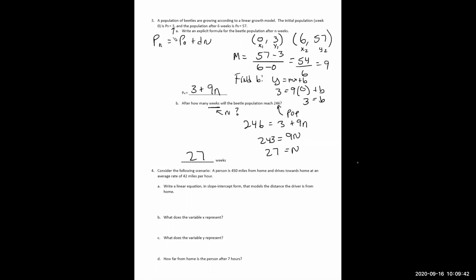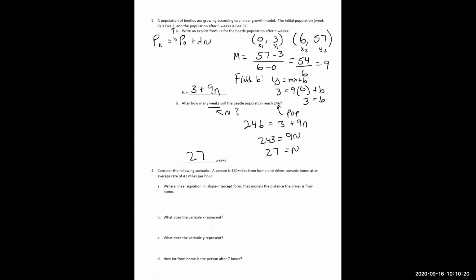Consider the following scenario. A person is 450 miles from home and drives towards home at an average rate of 42 miles per hour. Part A, write a linear equation in slope-intercept form that models the distance the driver is from home. Let's think about this for a moment. If you are 450 miles away from home now, as you go towards your home, the distance is decreasing. Because we're already 450 away, so distance from home is decreasing.